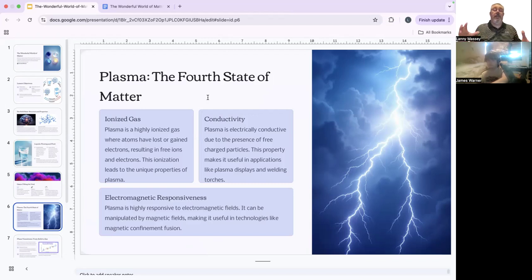So compressed gases are just gases that have had the particles pushed together, and it creates a tremendous amount of pressure. And we'll talk a little bit more about what pressure does to things in a second.